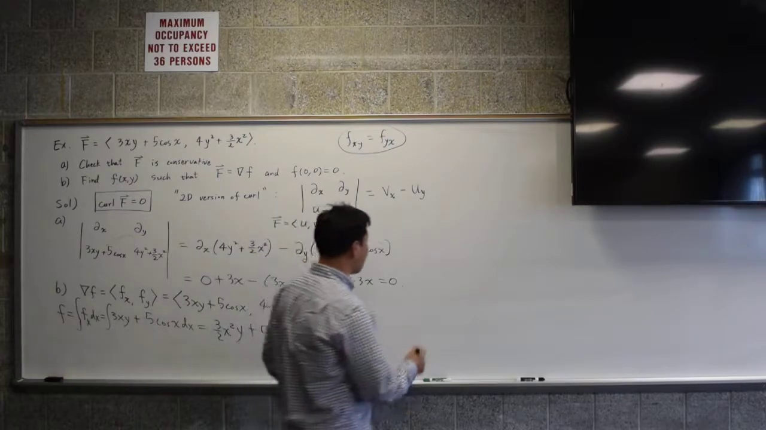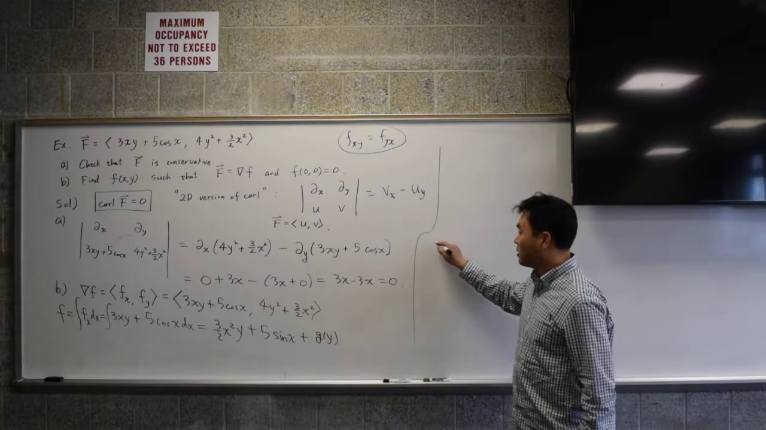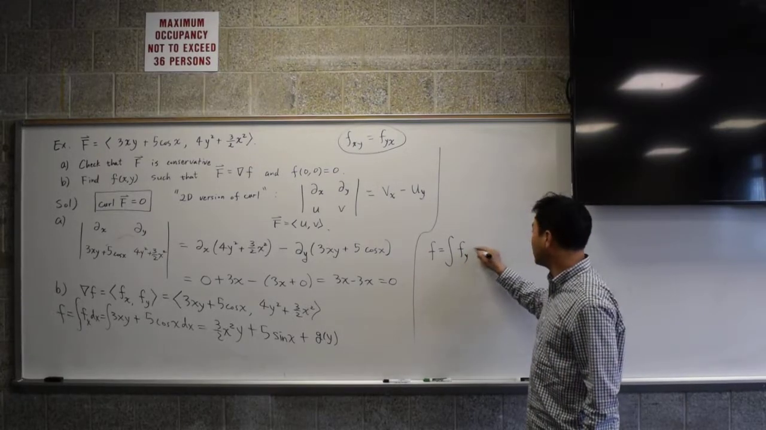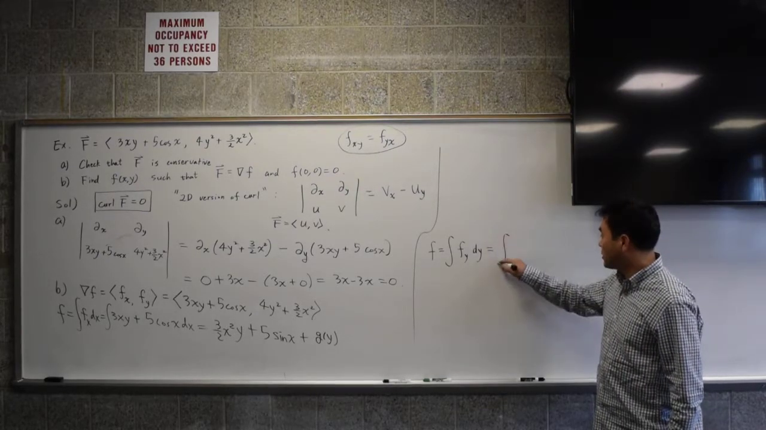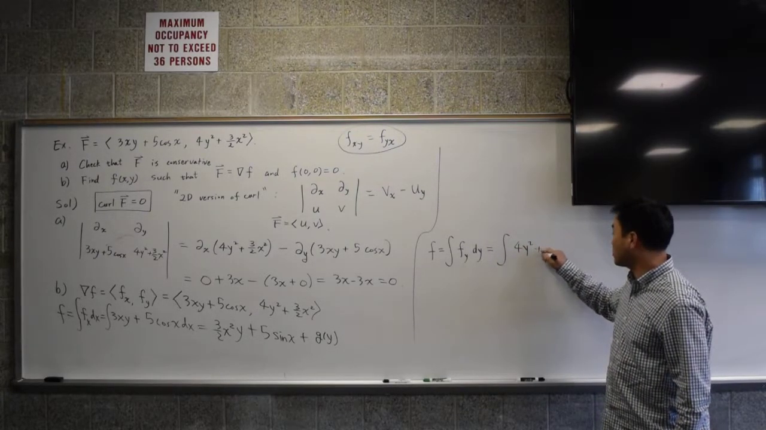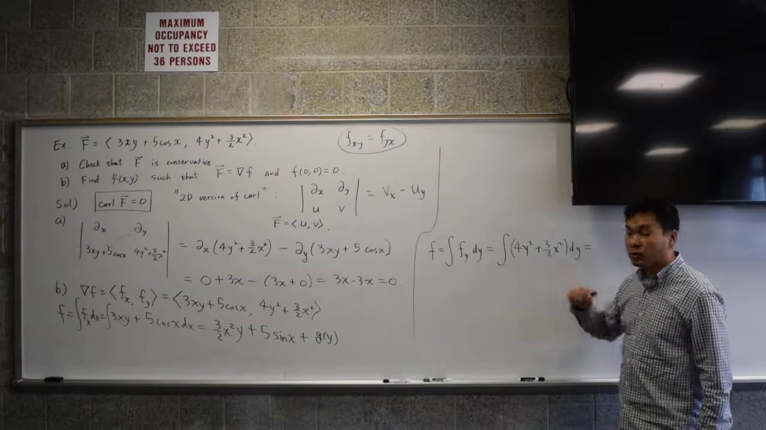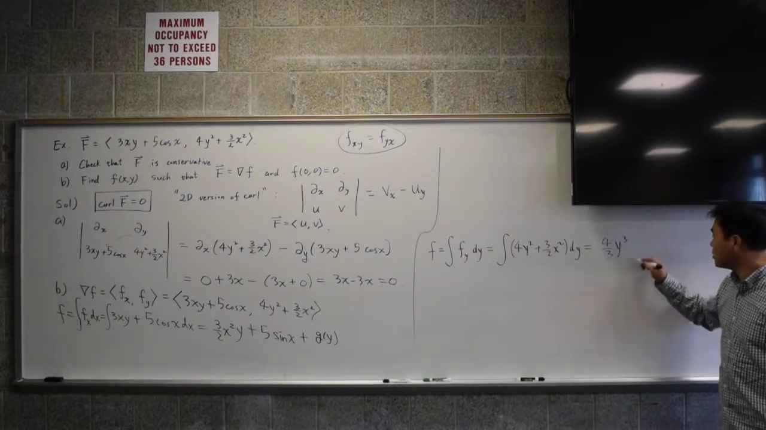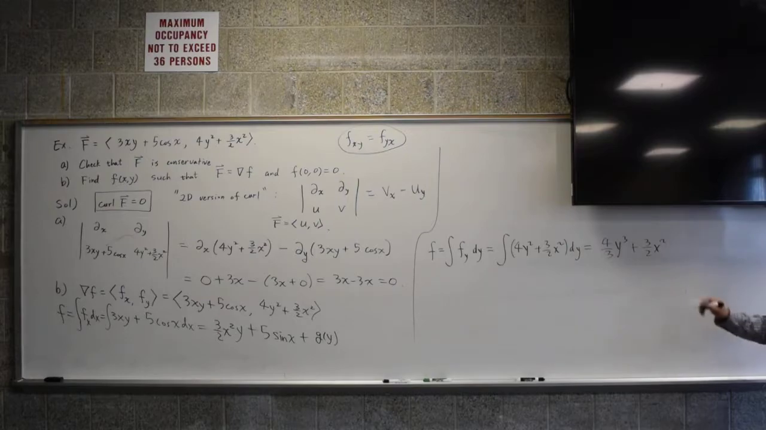Okay. Now let's try to play the same game here. Let's move on to this next one, which says f must be equal to the integral of f differentiated by y, dy. And that means I have to integrate 4y squared plus 3 over 2 x squared by y. Y squared, if you integrate by y, that's y cubed over 3. So you get 4 over 3 y cubed plus 3 over 2 x squared. That entire thing is considered as constant. So if you integrate by y, you simply attach a y.